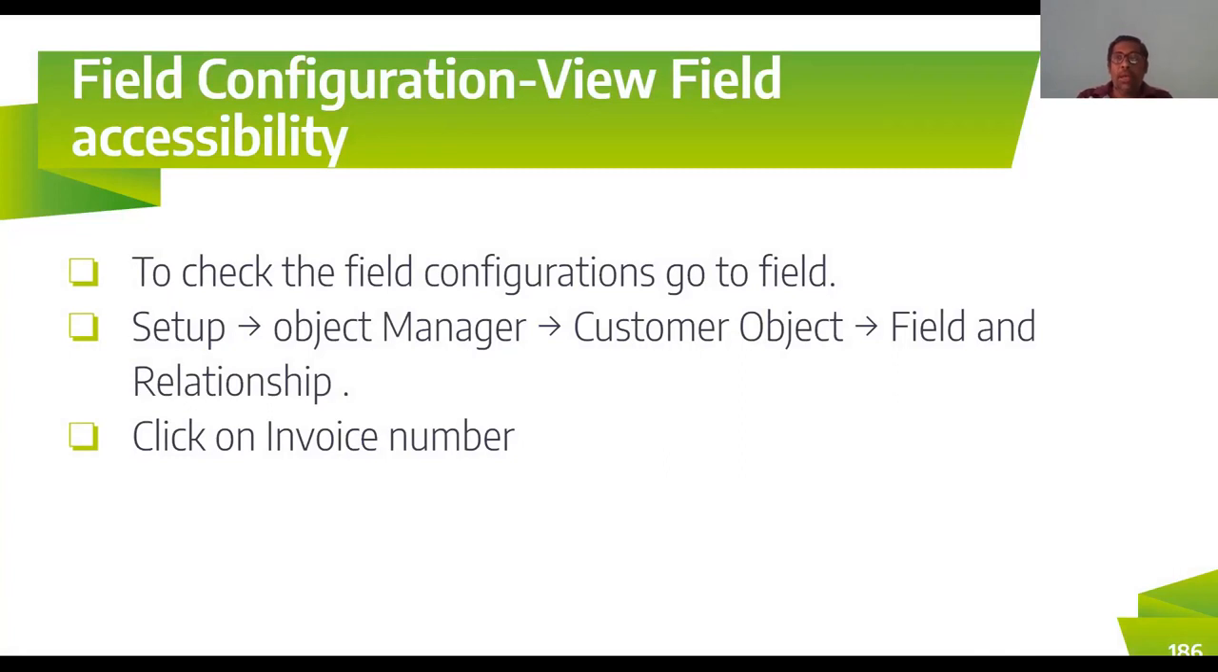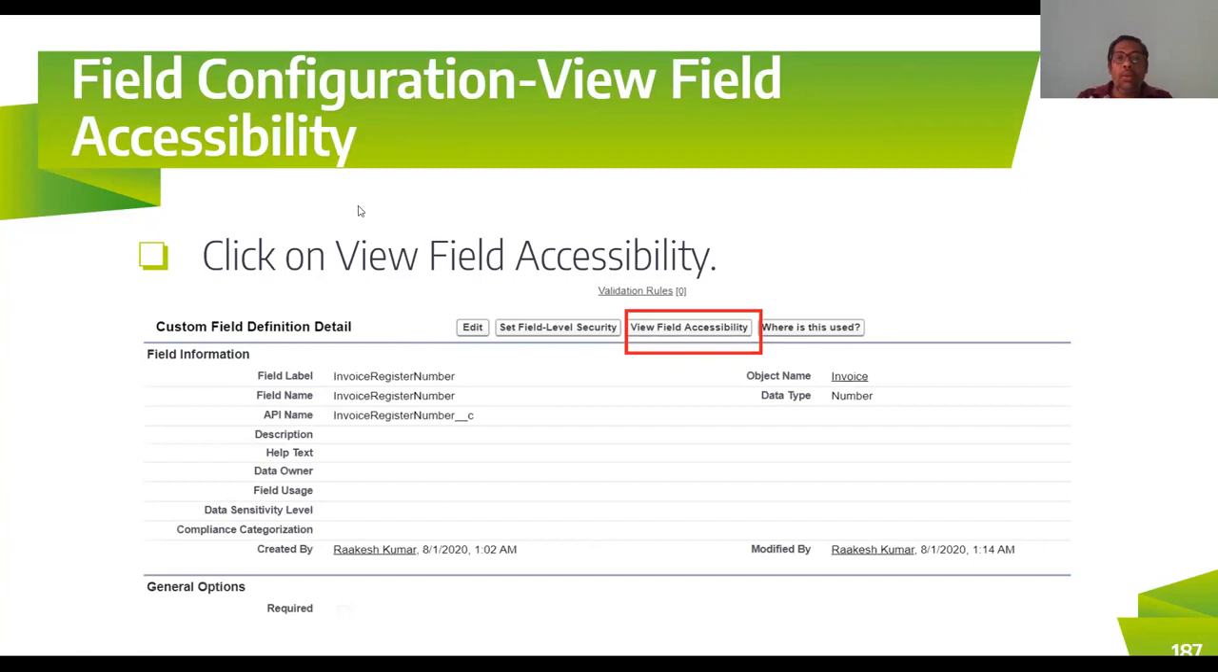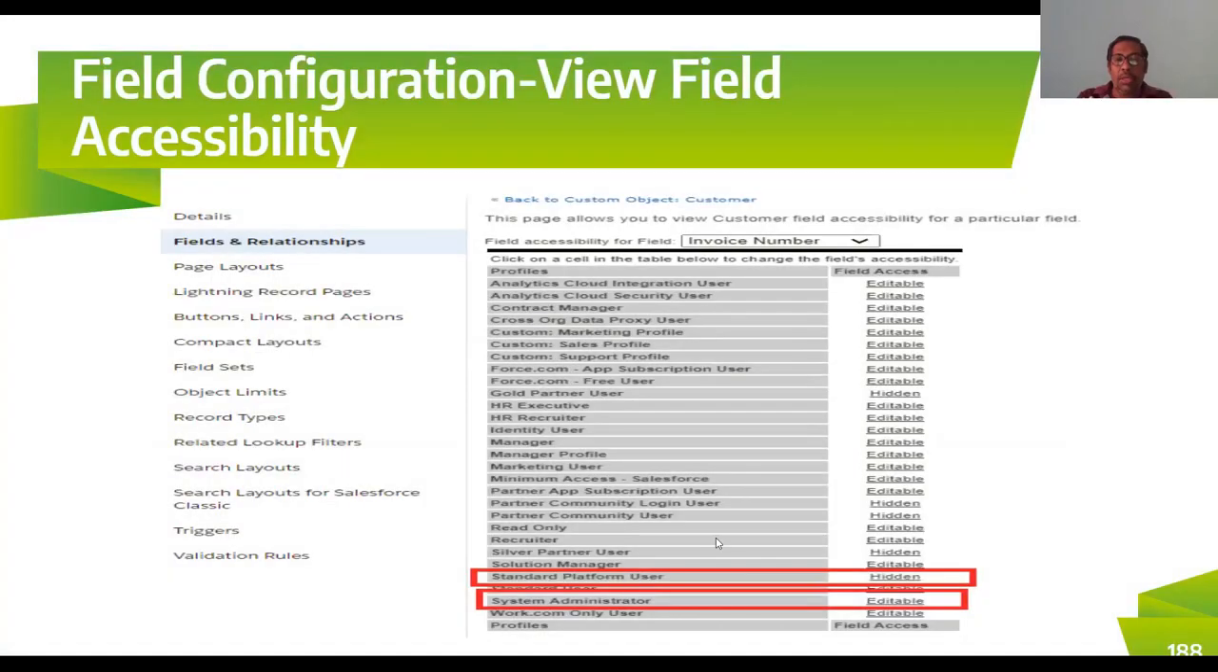Fields and Relationships, where you have already created an invoice number field, the invoice register number. Click on the invoice register number field. Then it will take you to this page. On the top, you can see the Edit, Set Field Level Security, View Field Accessibility, and Where This Is Used buttons. Now I'm going to click on the View Field Accessibility button. When I click on this, it will take you to this page.